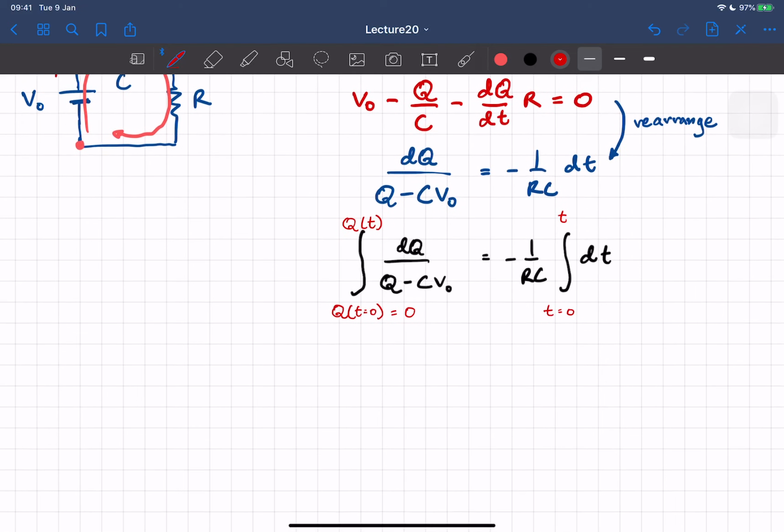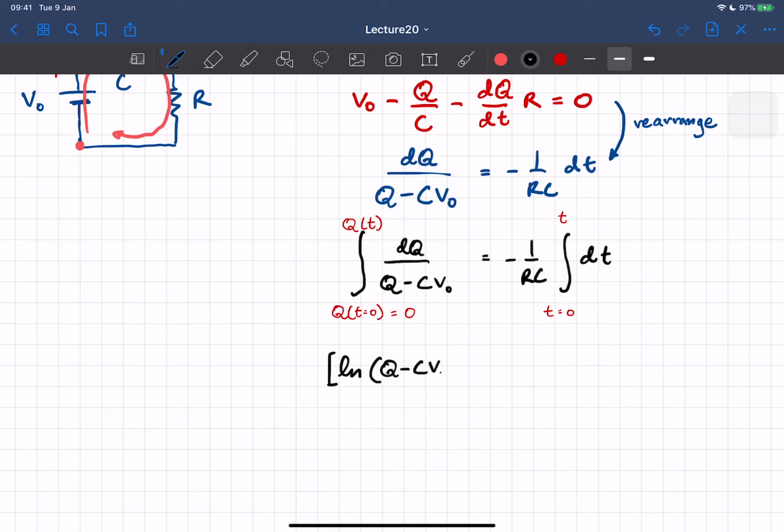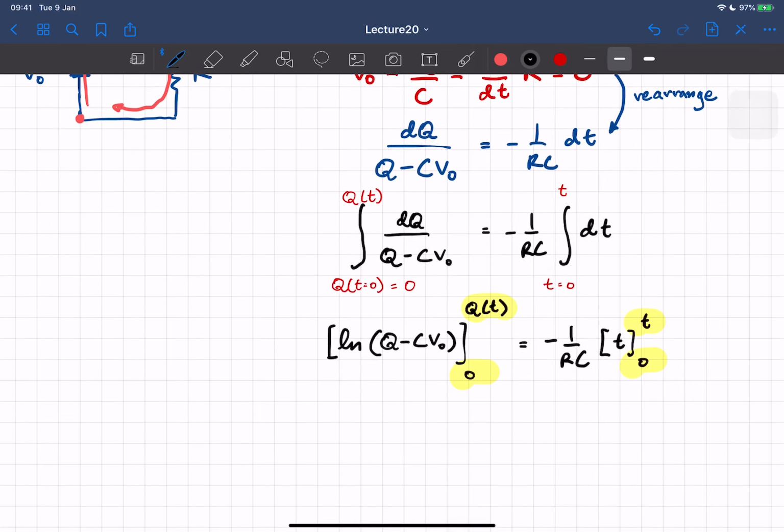Okay. Even though we have an extra term here, when you integrate it, it actually gives the same kind of form, which is log of q minus CV from 0 to q(t) equal to minus 1 over RC from t equal to 0 to some other time. So I move the limit of integration here so that we can substitute it in the next step. All right, so I'm going to do that now.